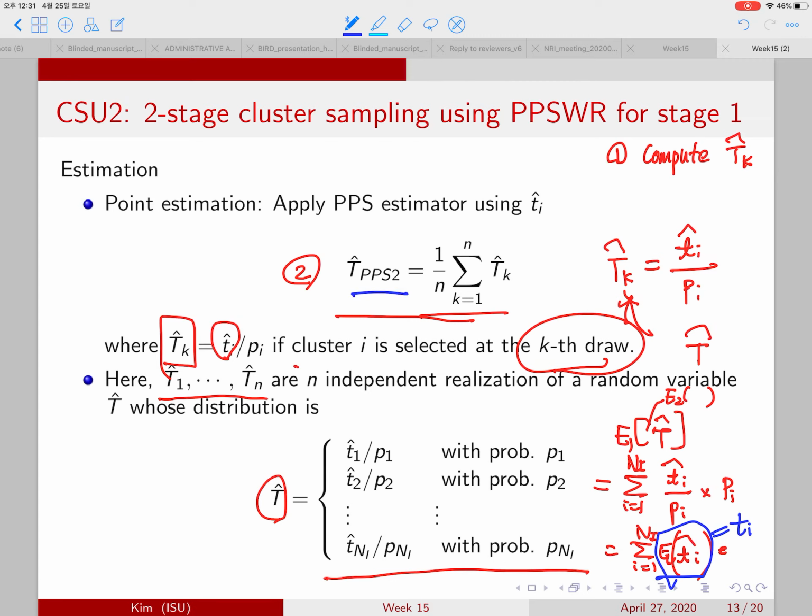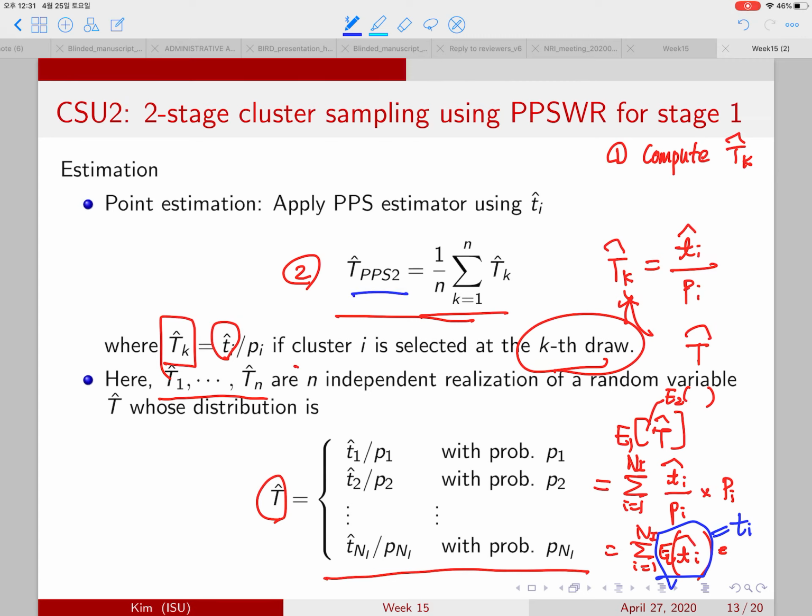The nice thing is that the point estimation has exactly the same structure as the single stage, and the variance estimation formula is the same, because of the fact that these T hat 1 to T hat n are an independent IID sample. This fact doesn't change even for two stage sampling, so we can still use this formula. So the variance estimation formula is essentially the same as the single stage case.